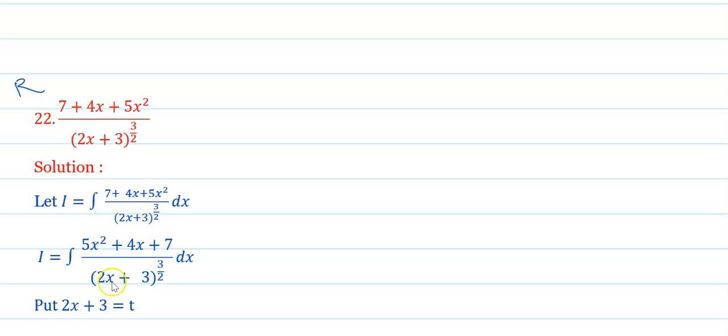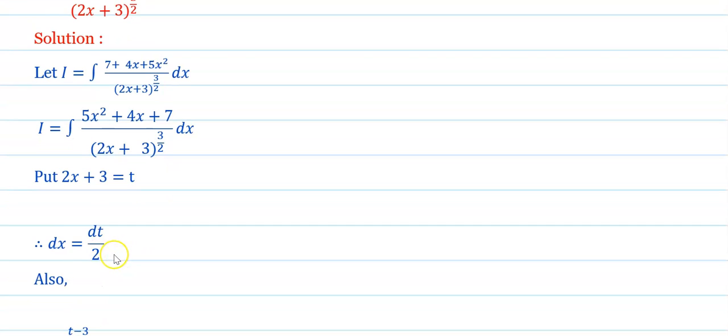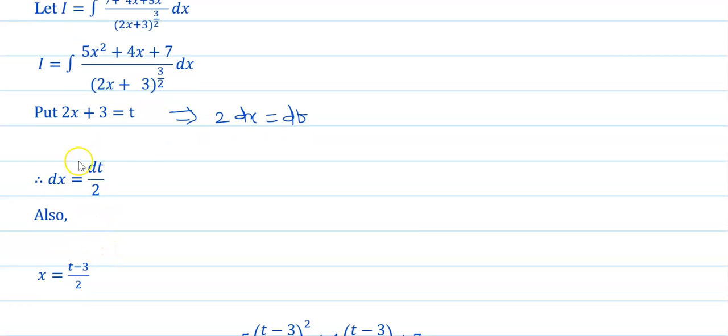If something different like this is there, then the substitution is 2x plus 3. Then you will get dx. That is, 2 dx equals dt. It implies that 2 dx equals dt, and hence dx equals dt upon 2. Also, we have to put in the value of x in this. What is x?